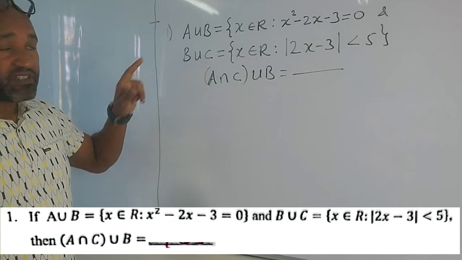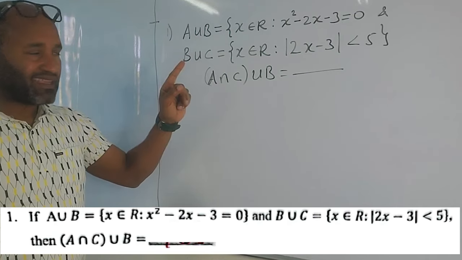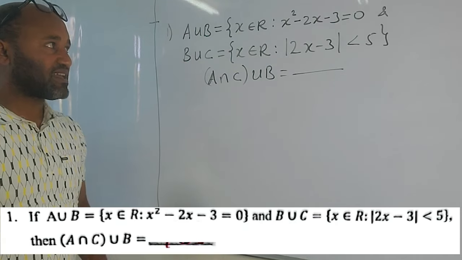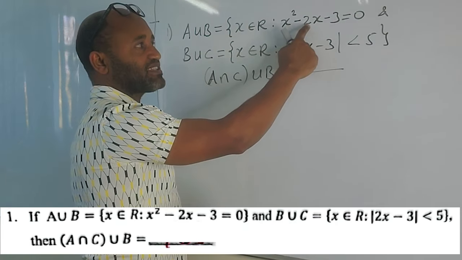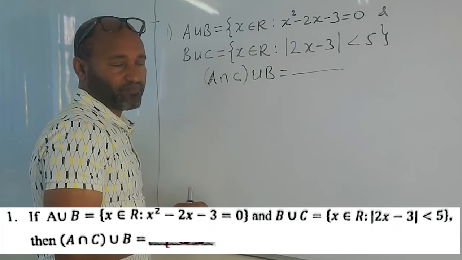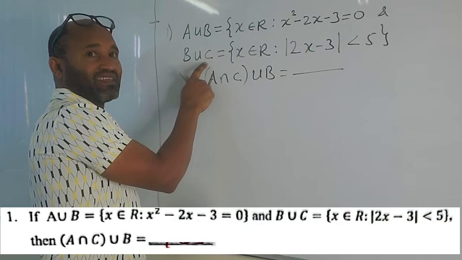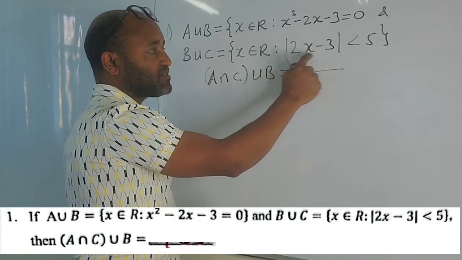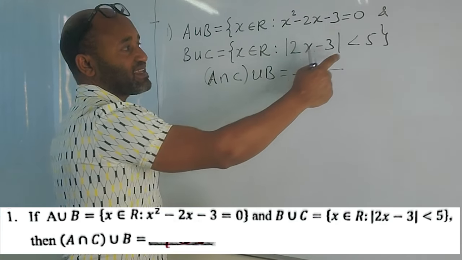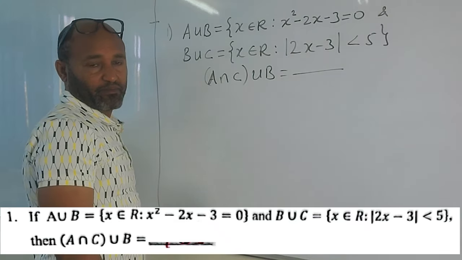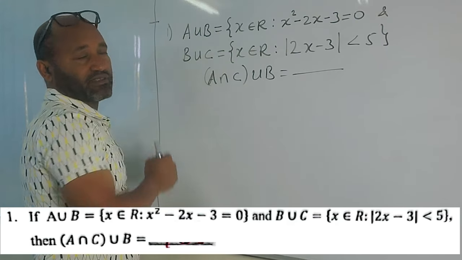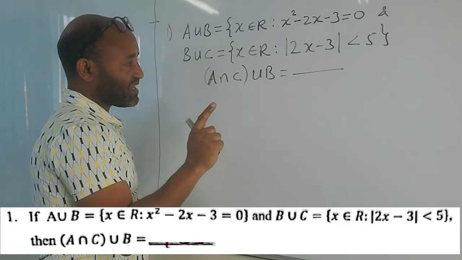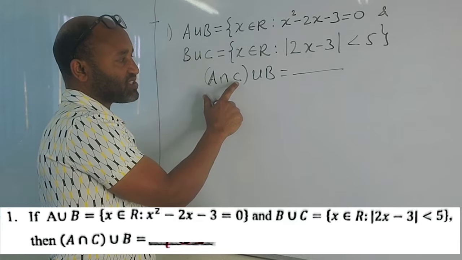Let's continue. In the first problem, what you have given is A union B is the set of all x such that x squared minus 2x minus 3 is equal to 0, and B union C is the set of all x from the set of real numbers such that absolute value of 2x minus 3 is less than 5. So you have these two sets. Then the problem, what's the claim? The claim is what's A intersection C union B.